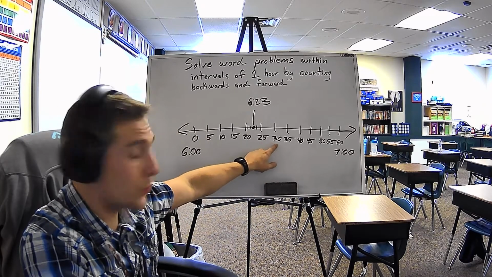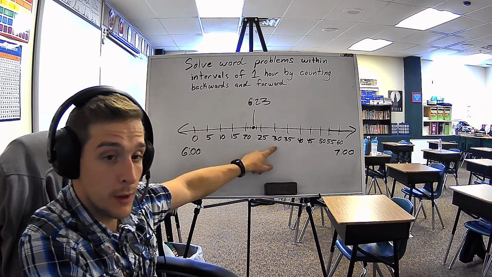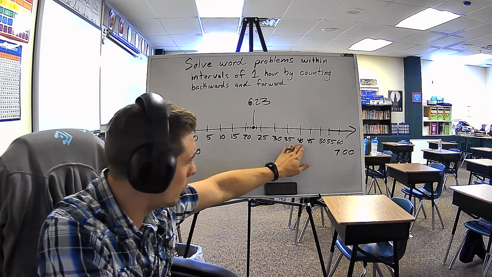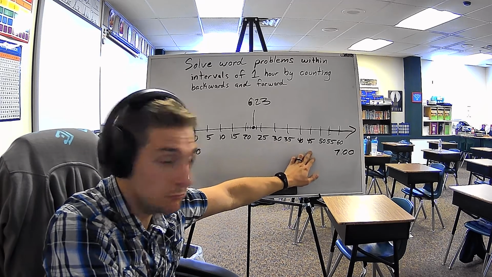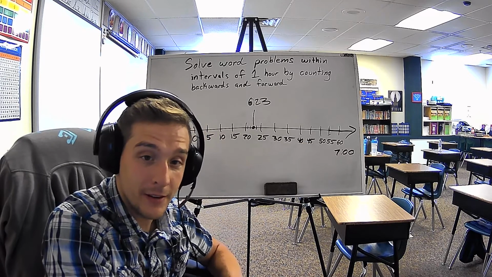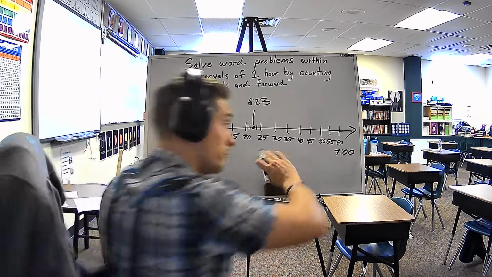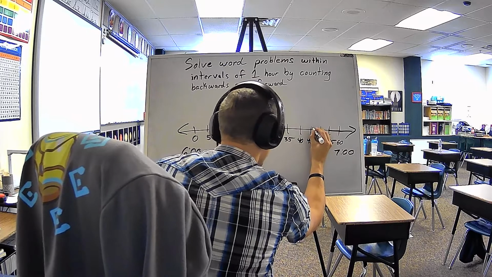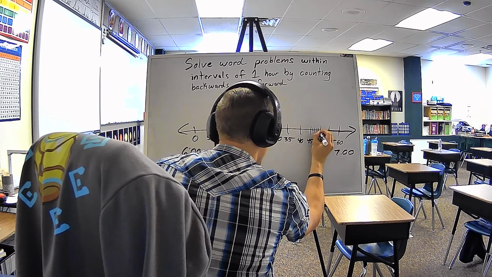Is it between 20 and 30? No. Is 49 between 40 and 45? No. Is 49 between 45 and 50? Yeah. So make those tally marks right there. So 45, 46, 47, 48, 49, 50.